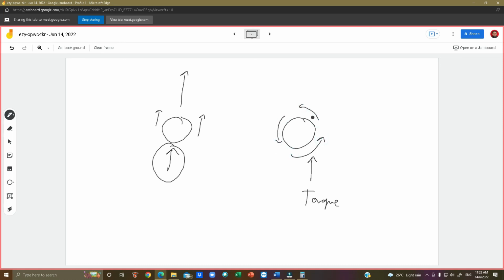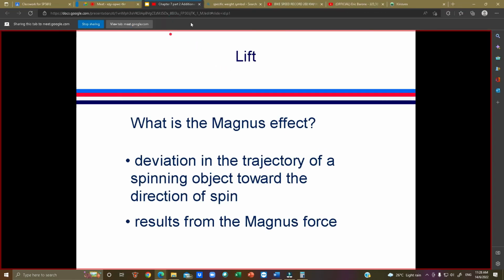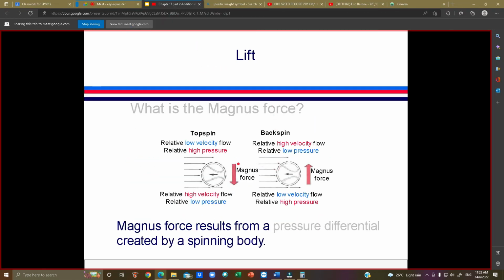Okay, the ball is rotating. When this happens, you are going to get the Magnus effect, which means you are going to get a deviation if the rotation is enough. If the rotation is not enough, nothing happens. This is what we call the Magnus effect.